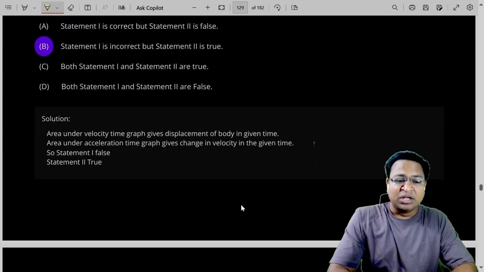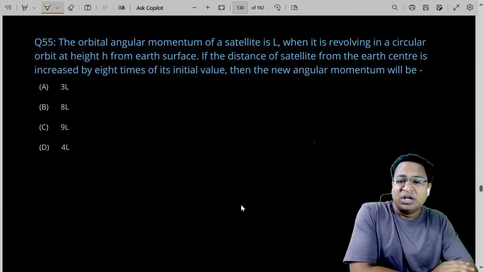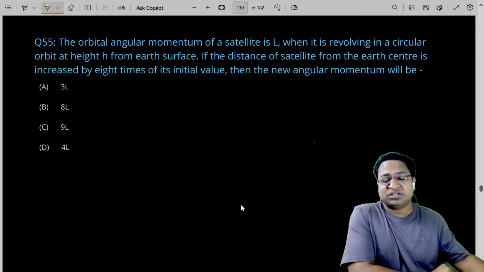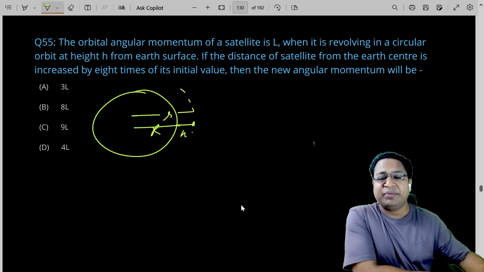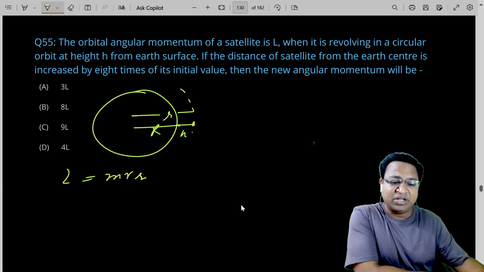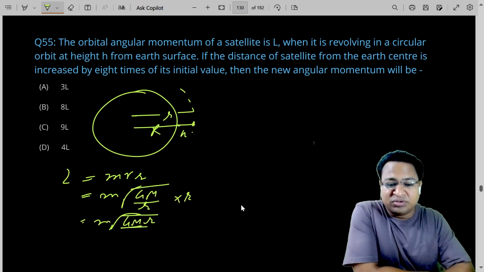All right. Okay, next, the orbital angular momentum of a satellite is L when it is revolving in a circular orbit at height h above the Earth's surface. So let's say this is Earth, and let me write the radius of the Earth as capital R. At a height h, some satellite is going. Let this distance be small r. The question says that the angular momentum is L. Now, angular momentum is given by mvr, where r is the radius of the orbit. Also, v is given as root GM by r. So you can clearly see here that angular momentum is m into root GM into root of r. So that is the formula.